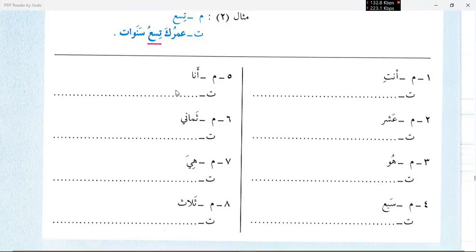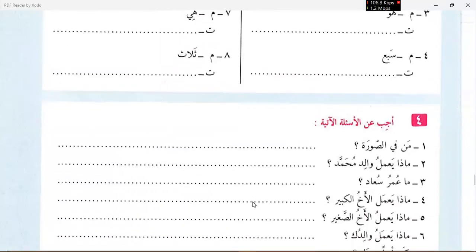Next student is Miss Fozia. My age is 7 years. Anna, umri sab'u sanawat. Umri sab'u sanawat. Okay, next. Tamania, Anna, umri tamania sanawat. No need to use the pronoun Anna in the sentence. Okay, just umri tamani sanawat. Next. Hiya, umruha tamani sanawat. Hiya, umruha. No need to use the pronoun hiya in this.